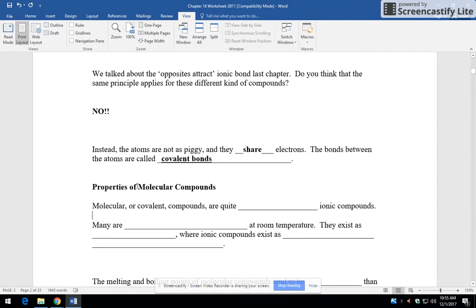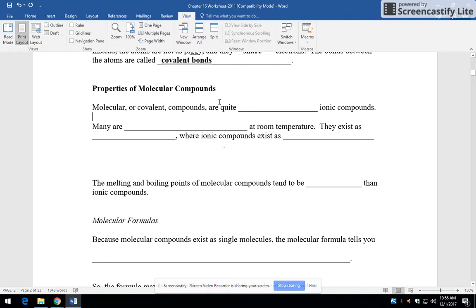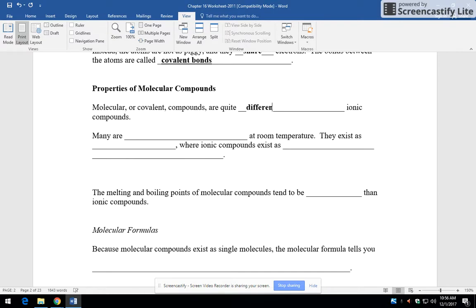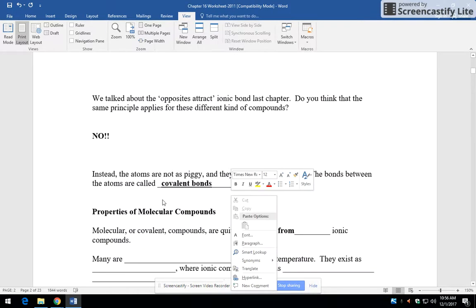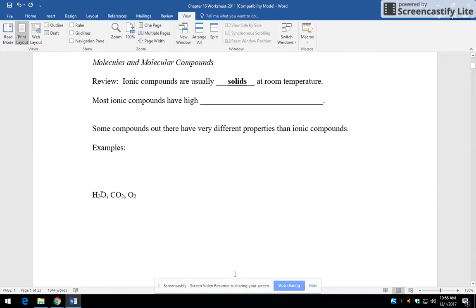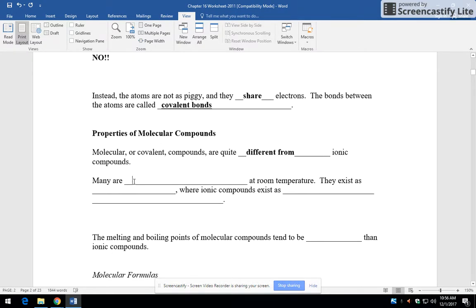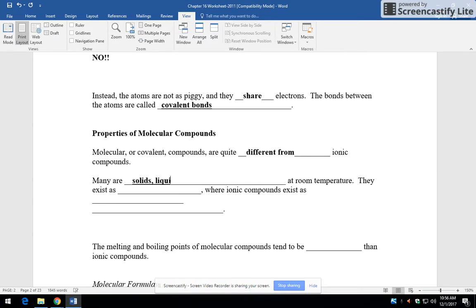So let's talk a little bit more about the properties. Molecular or covalent compounds are quite different from ionic compounds. Many are blank at room temperature. They exist as blank, where ionic compounds exist as blank. Let's see, that's a liquid at room temperature, that's a gas, and you can probably come up with a couple solids too, but the point is that unlike ionic compounds, you have all different states of matter. Well, it's liquids or gases at room temperature. They exist as individual molecules.